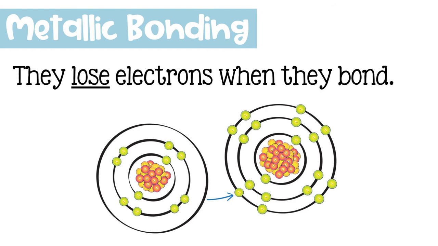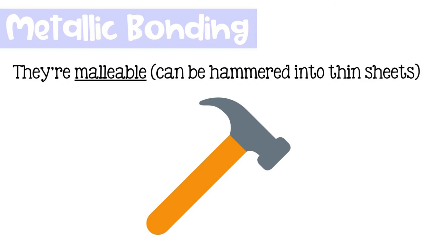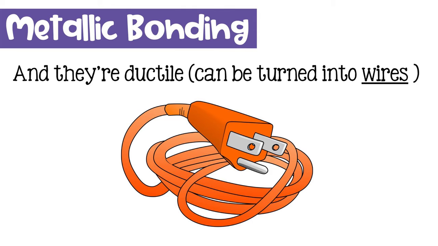Thanks to ionic bonding, we already know that metals lose electrons when they bond. We also know some properties of metals, such as the fact that they are malleable, meaning they can be hammered into a really thin sheet. Basically, you can change its shape a lot. Metals are also ductile, meaning they can be stretched out and turned into thin wires.